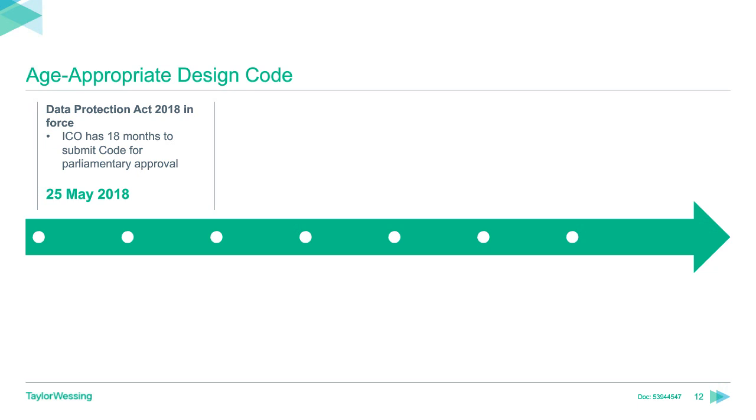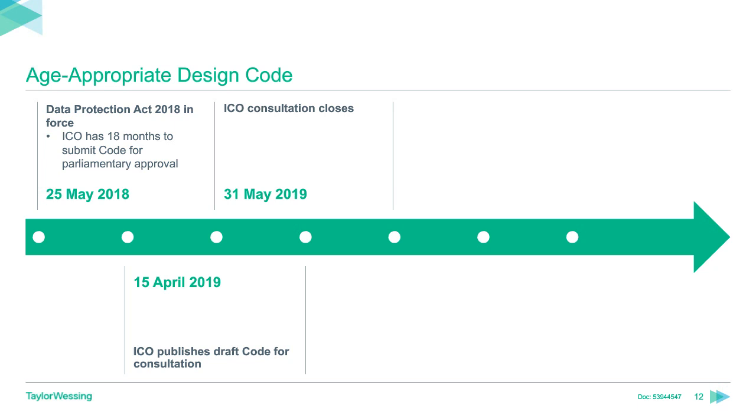The ICO then published the draft code for consultation, so just under a year from the DPA and GDPR, 7 months prior to the deadline, and some of you may also have noticed this was about a week after the Online Harms White Paper was released for consultation. The consultation closed only about a month and a half later, in contrast to the nearly 3 months consultation period for the Online Harms White Paper.